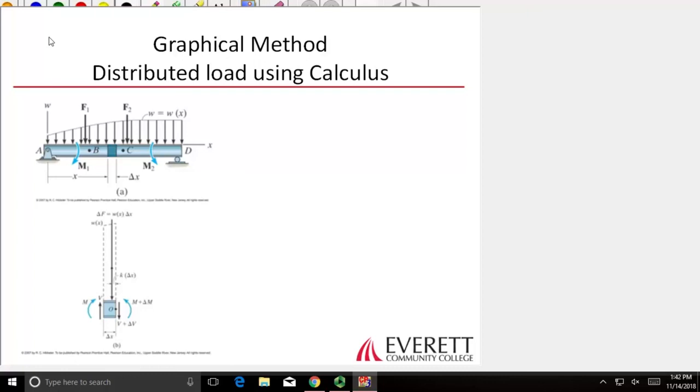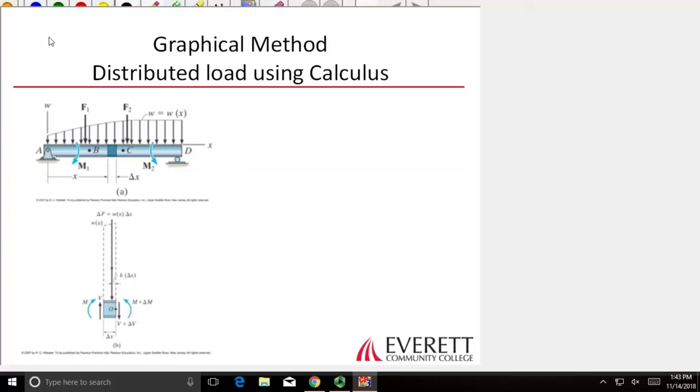The only difference between this and what we've cut before is we're cutting two sides. So you see a shear here and a moment. And then over here, you see another shear and a moment. Now, those aren't going to be exactly the same. They're going to be a little bit different. So this one's labeled as shear. This one's labeled as shear plus delta shear. In other words, shear plus a little bit more shear.